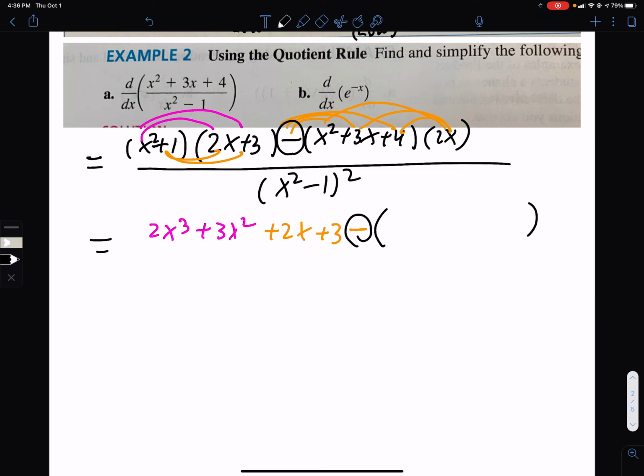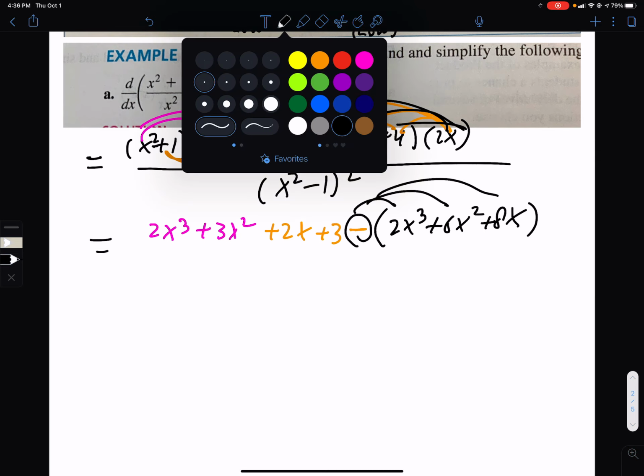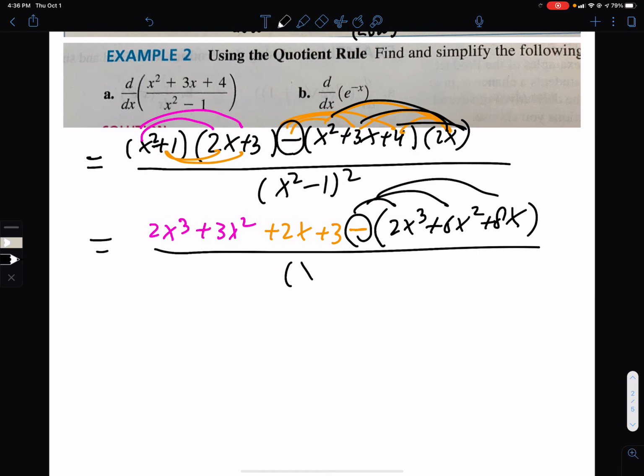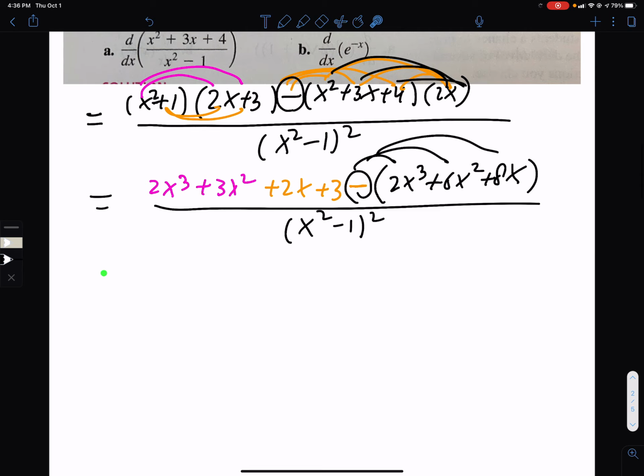But I need to distribute the 2x to all 3 of these. So that's going to get me 2x cubed plus 6x squared plus 8x. Now I distribute the negative, so I will do that. But the bottom is still x squared minus 1 squared. And then I'm going to combine like terms on top.